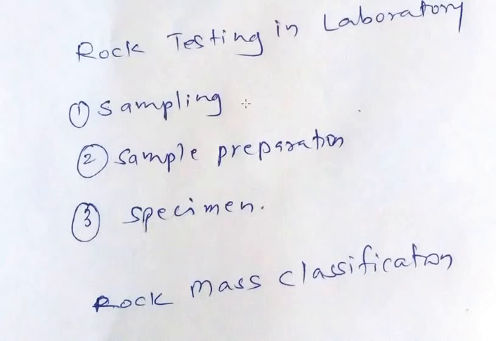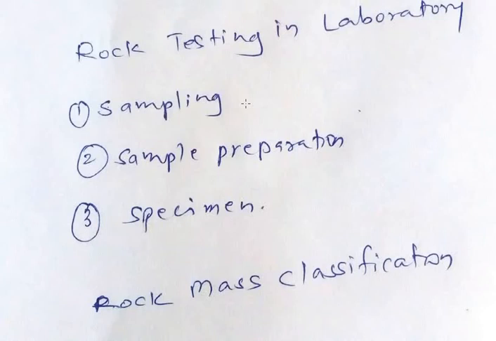First, sampling. Rock in general is non-homogeneous, and properties of rock samples taken from one portion of the rock may be different from the other. Therefore, samples collected must truly represent the rock mass.